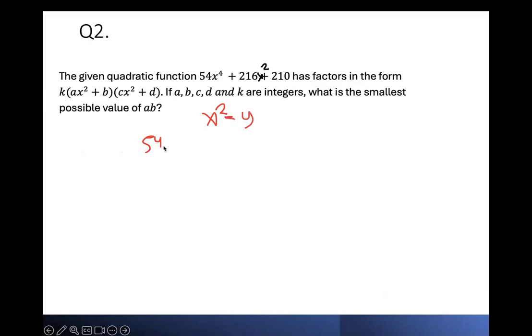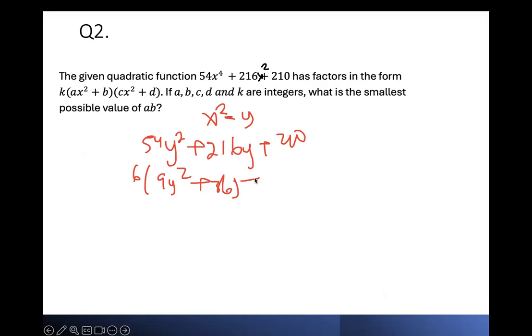Therefore, I can rewrite this equation into what? 54y² + 2y, 16y plus what? 210. You simplify it, easy to manage. You can see that it's a factor of 6 that can go through this. Therefore, I'll factorize 6 out and I have what? 9y², right? 36y + 35.